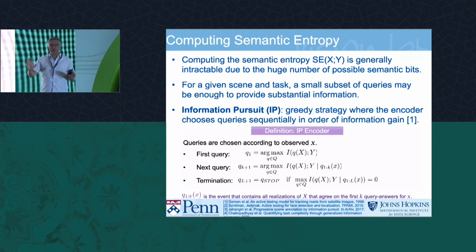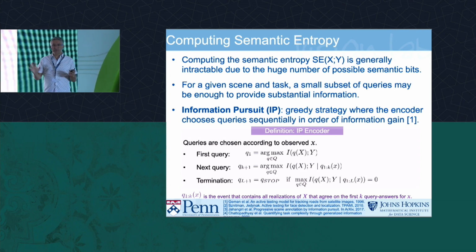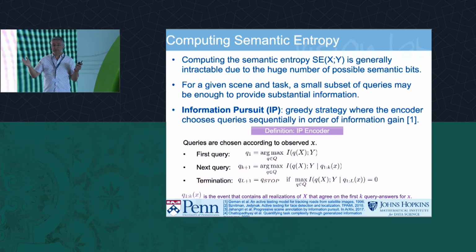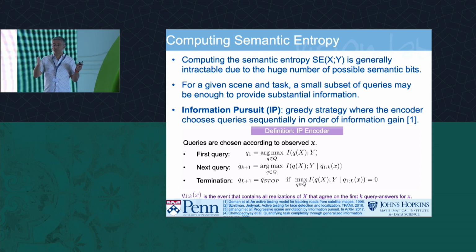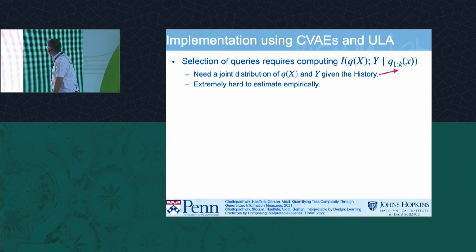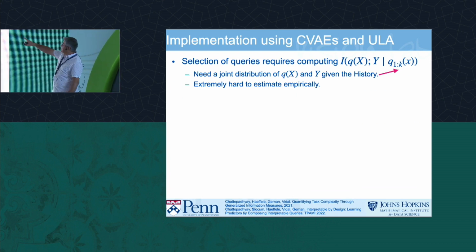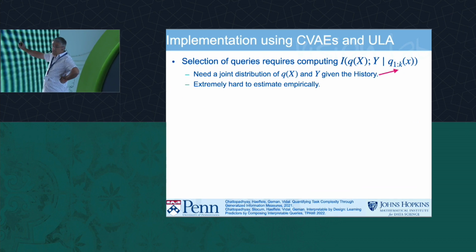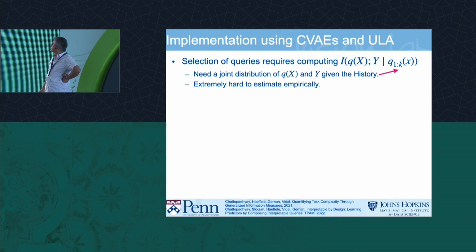This is nearly impossible because you're going to run out of training examples very quickly. You might have begun with 80,000 training examples for MNIST, but after you put a few conditions, the number of training examples is going to be dramatically reduced. So this is a big challenge of training generative models that can solve this problem. So we've tried 2 things. This is exactly what I just said. Need a joint distribution of Q of X and Y given the history. And this is extremely hard to estimate empirically.